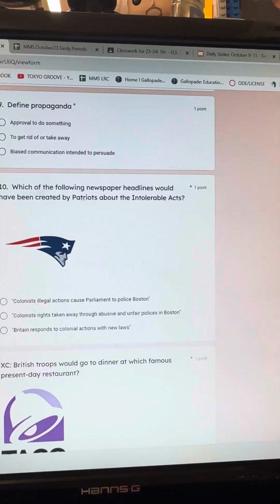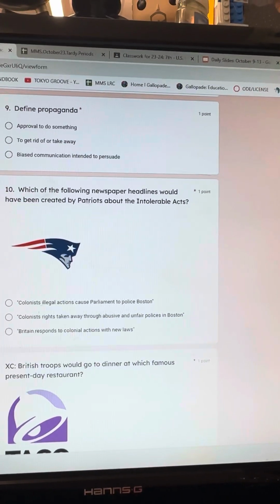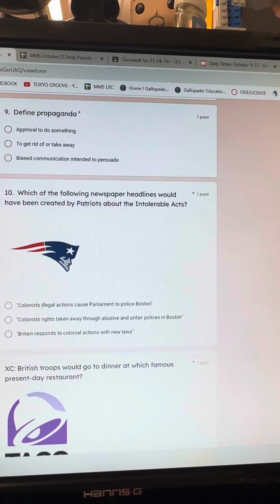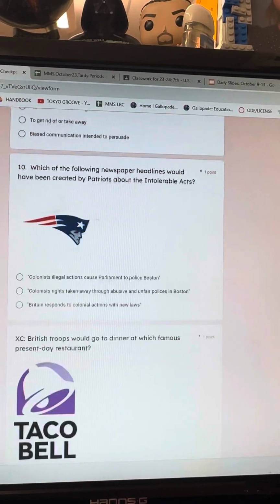9, define propaganda. Vocab. Approval to do something, to get rid of or take away. Biased communication intended to persuade. Which one of those is propaganda?